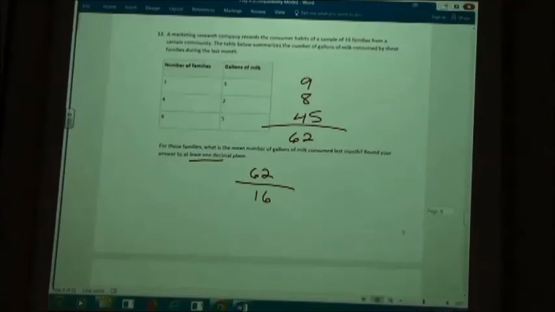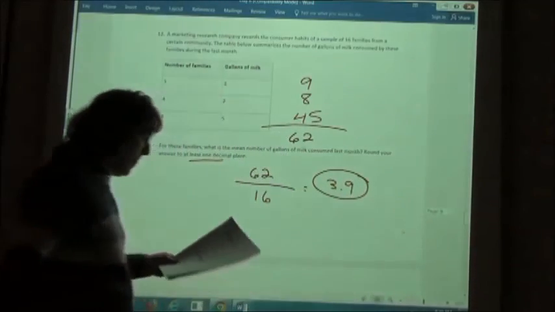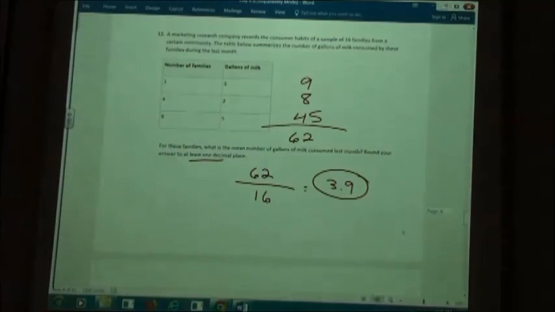And so we would round that off to 3.9, exactly. 3.9. Okay, not so bad.